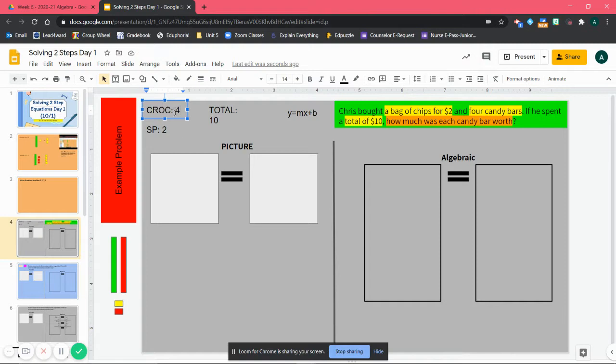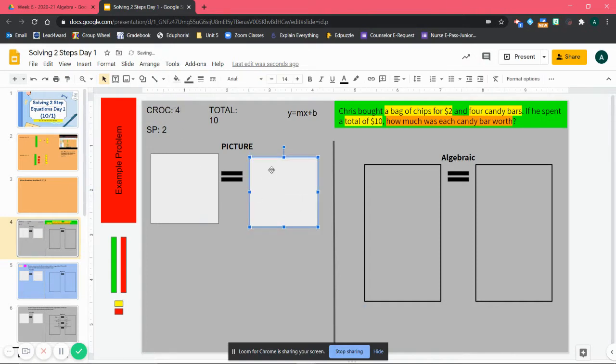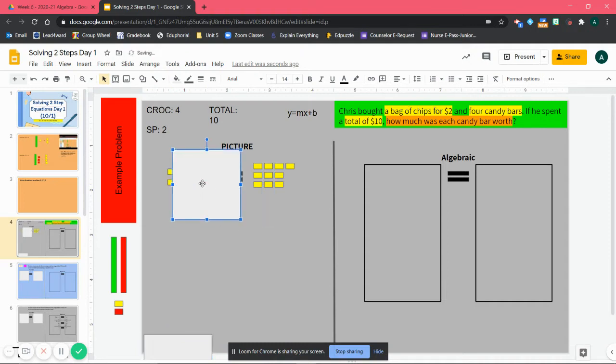So when I set up the algebra tiles, my picture is going to have my total of $10. So 3, 6, 9, 10. Notice that I use the positive ones here. Okay. And then the left side of the equal sign is going to show my starting point and my constant rate of change. Now, since I know that he only bought one bag of chips for $2, when I show this next part, I should only have the 2 ones there for the $2.